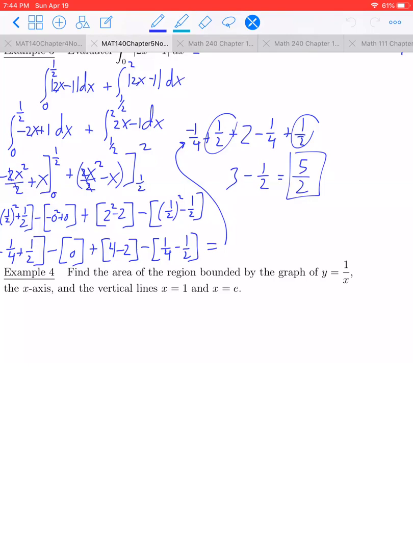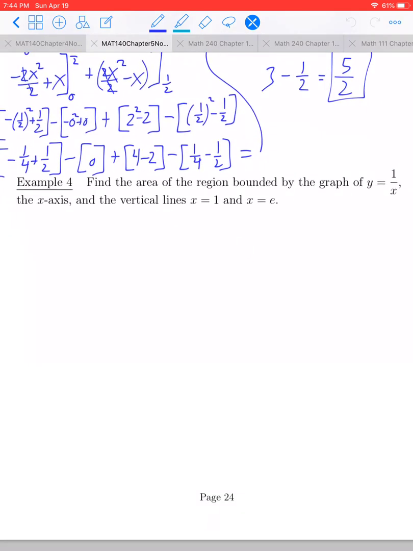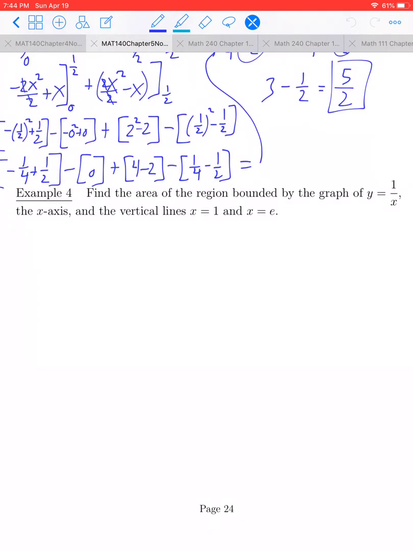Let's take a look at example 4. We're asked to find the area of the region bounded by the graph of y equals 1 over x, the x-axis, and the vertical lines x equals 1 and x equals e. In any kind of problem of this form where they ask you to find the area of a certain region, it's always a good idea to do a rough sketch of the region first.